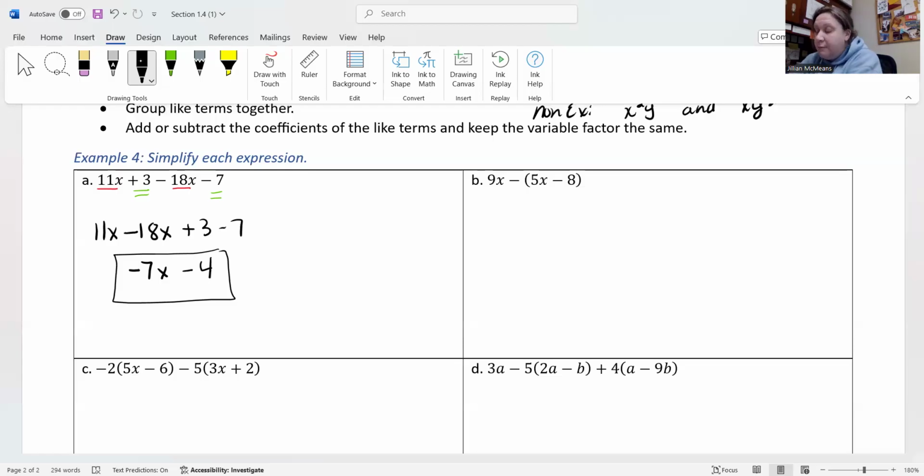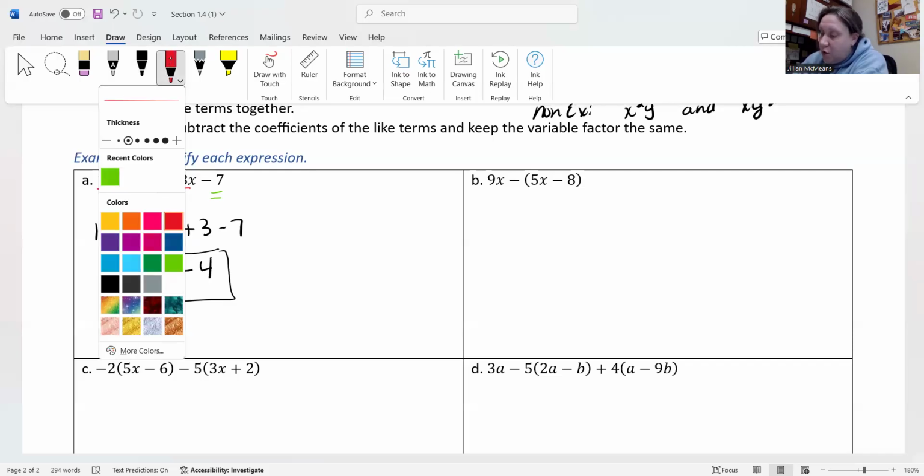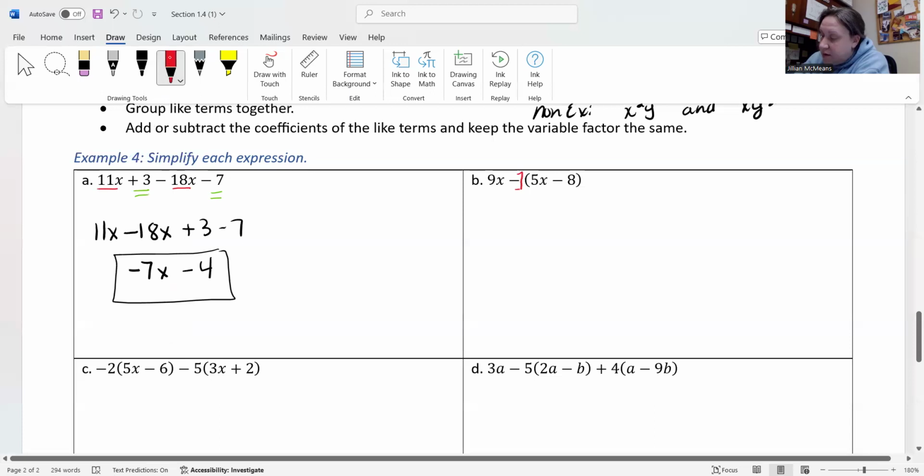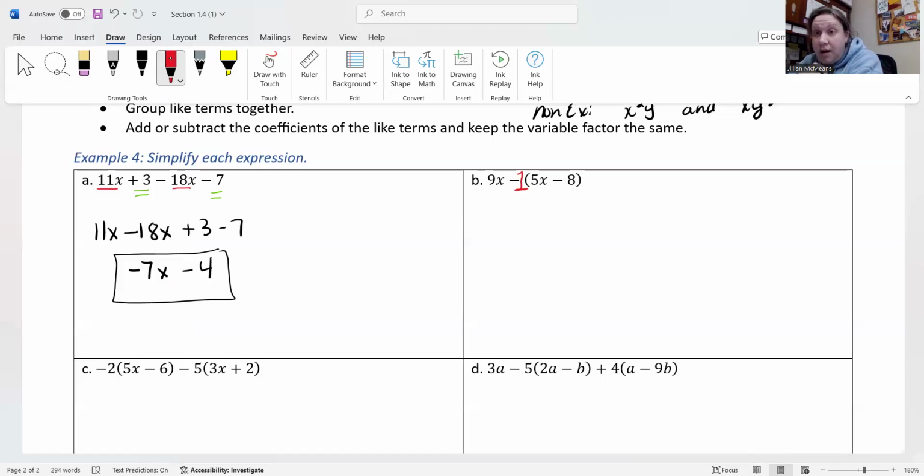Okay? Now, for part B, we do have a set of parentheses, and we have one of those hidden. Let me get a different color. We have one of those hidden ones. So in front of that set of parentheses, we have the negative 1 that's in front of the 5x minus 8. So as we distribute, we want to be really careful, and we want to make sure we distribute a negative 1. So first, what I'm going to do is I'm going to drop down the 9x. I just want to go ahead and drop it down because I'm ready to add stuff to it, okay? And then I'm going to distribute my negative 1.